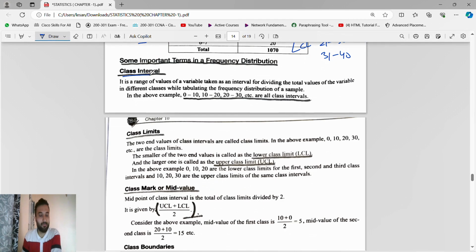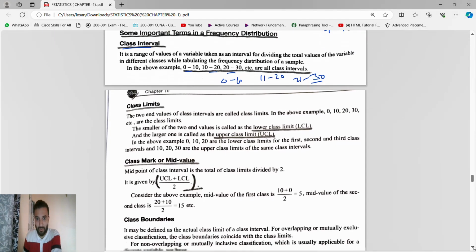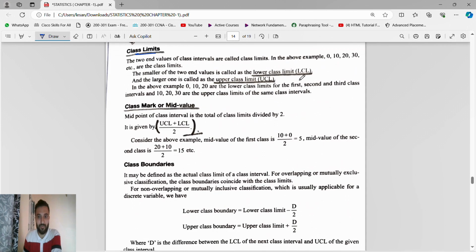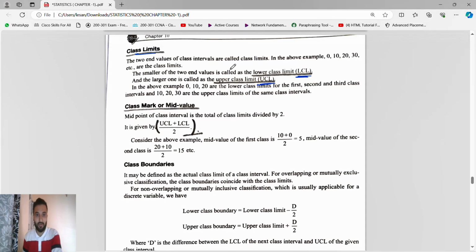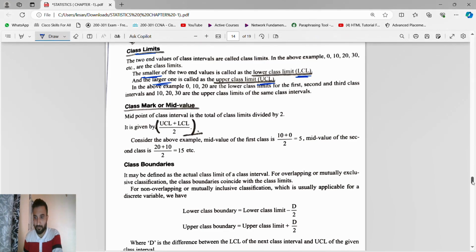Guys, class interval, as I have said, like 0 to 10, 10 to 20, 20 to 30, 30 to 40, or if you write 0 to 10, 11 to 20, 21 to 30, this all is what? First column is the class interval, second column is the frequency. Now what is class limit? There are two types: the lower class limit, which is on the left hand side, and the upper class limit, which is on the right hand side. A smaller lower class limit, a larger upper class limit.